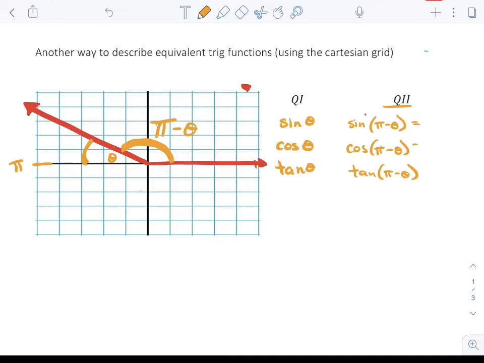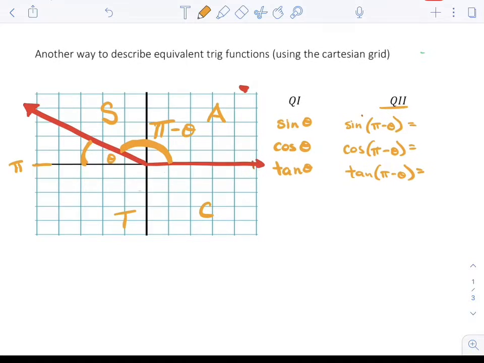I want to find an equivalent for cos pi minus theta and tan pi minus theta. I know that in that second quadrant, only sine is positive, because remember the CAST rule. So sine pi minus theta is equivalent to positive sine theta. Cos is negative in that quadrant, so cos pi minus theta is equivalent to negative cos theta. And tan pi minus theta is equivalent to negative tan, because tan is negative in that quadrant.